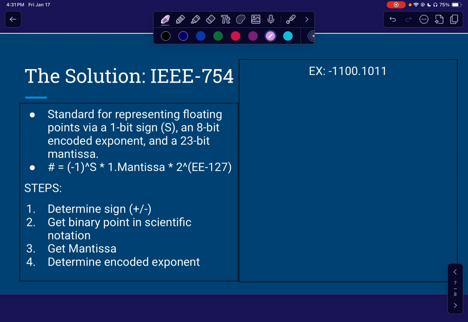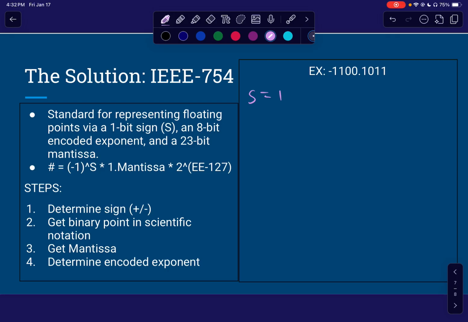So looking at this one, I think sure, pink would be a good color. We know that this number is negative. So our sign, the first bit in our answer, is going to be a 1. Okay, 1 for negative, 0 for positive.